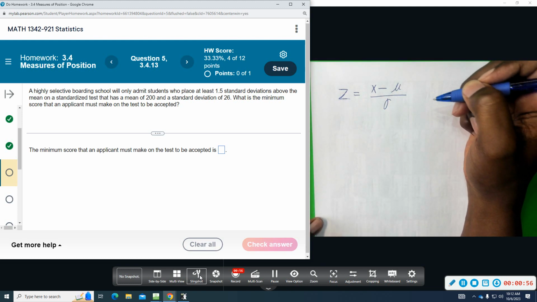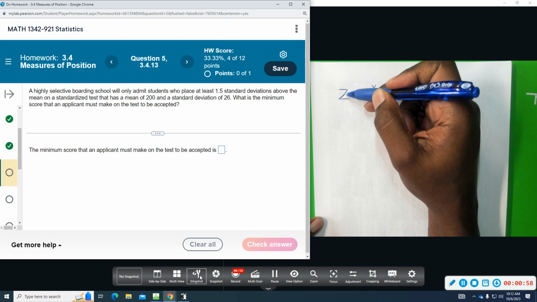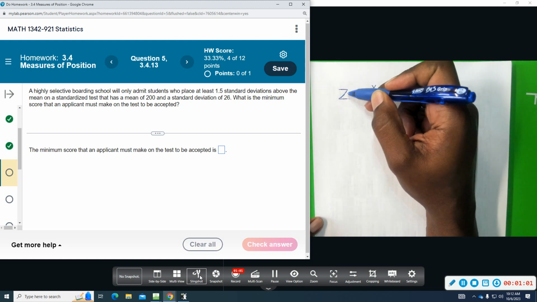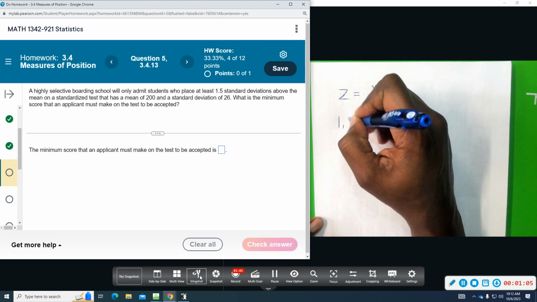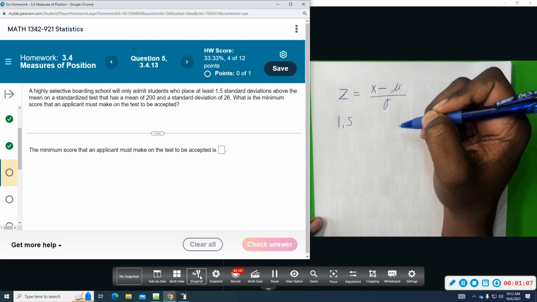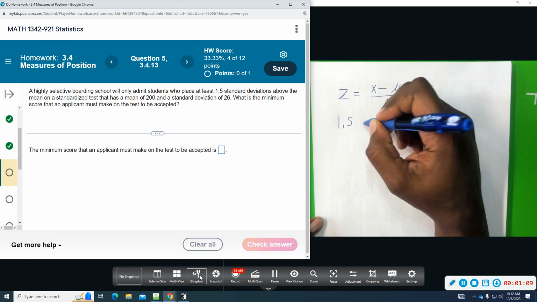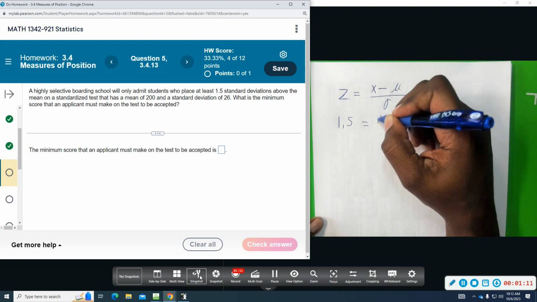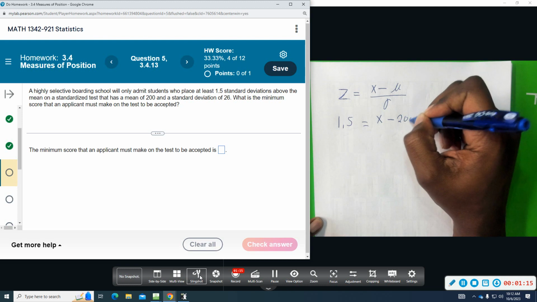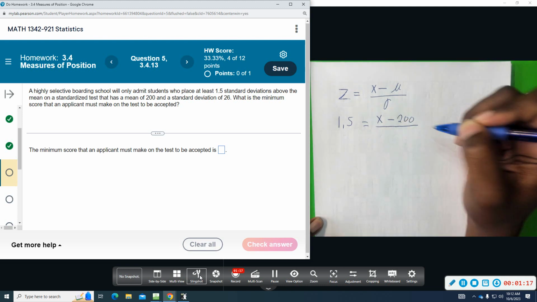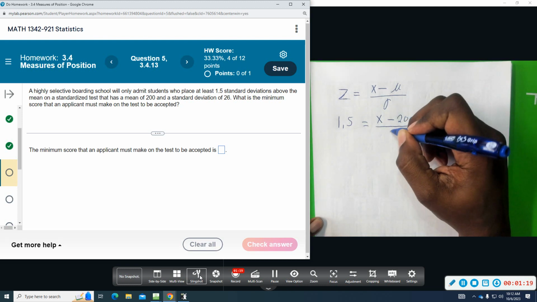So we know that the z-score has to be 1.5, so I'm going to plug a 1.5 in for the z-score. They tell me, I don't know x, that's what I'm looking for, I don't know what his score is, but the mean is 200, and then the standard deviation is 26.